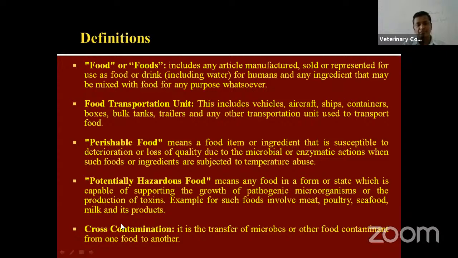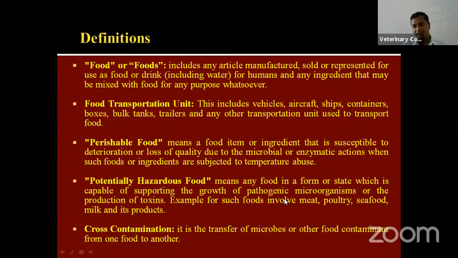Then we categorize foods as perishable and non-perishable. The majority of foods of animal origin are perishable in nature, meaning they spoil early if kept at room temperature for some time. This spoilage is brought about by the microorganisms, their activity themselves, or the enzymes that are liberated by these microorganisms, which are proteolytic, lipolytic, or saccharolytic, leading to deleterious changes in the food product.